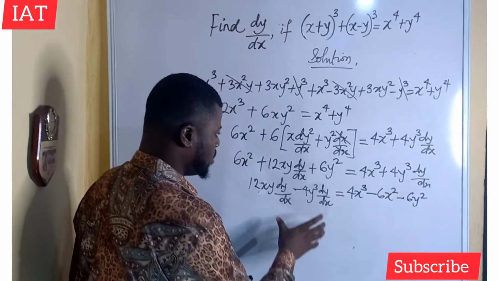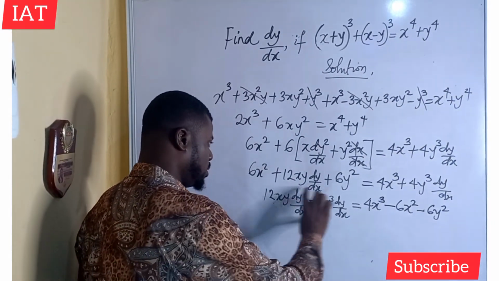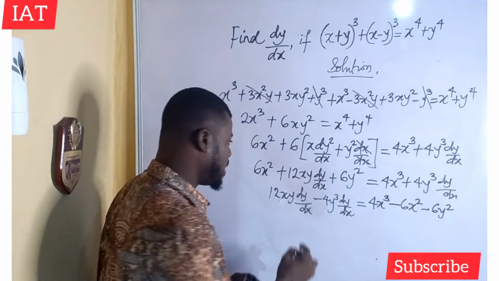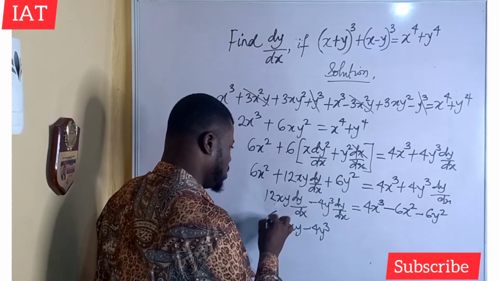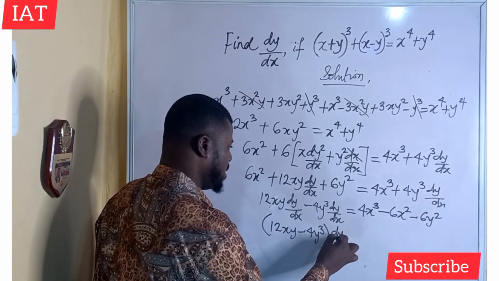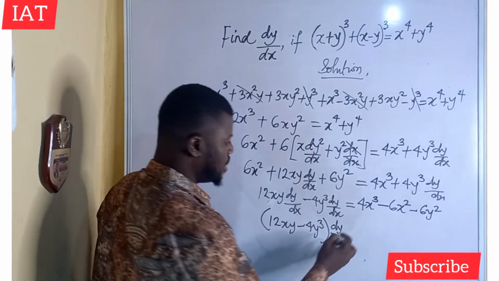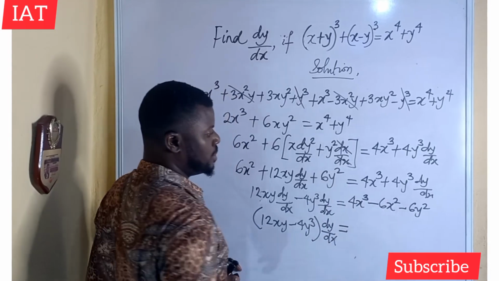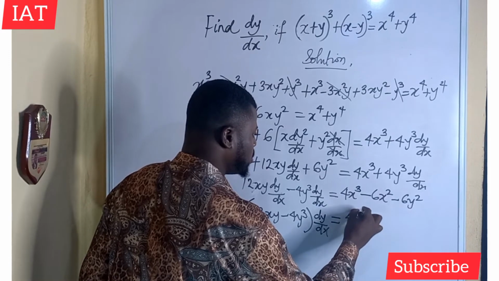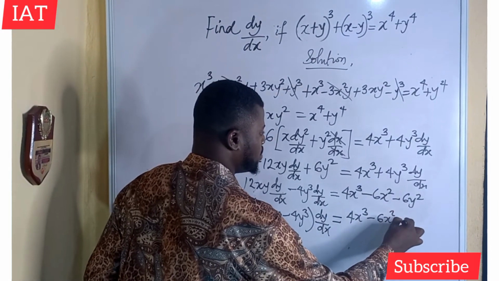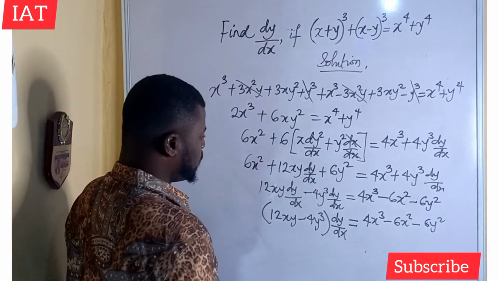So finally, what do we do at this point is to collect this dy over dx, which is common to both sides, so I will have 12xy minus 4y cubed. I'll group them because dy over dx is common. Because they are common, I will just pick one and then subtract this. This will be equal to, what do I have at this point? Everything there, which should be 4x to the power of 3 minus 6x squared minus 6y squared. All right, the instruction is for us to find dy over dx.